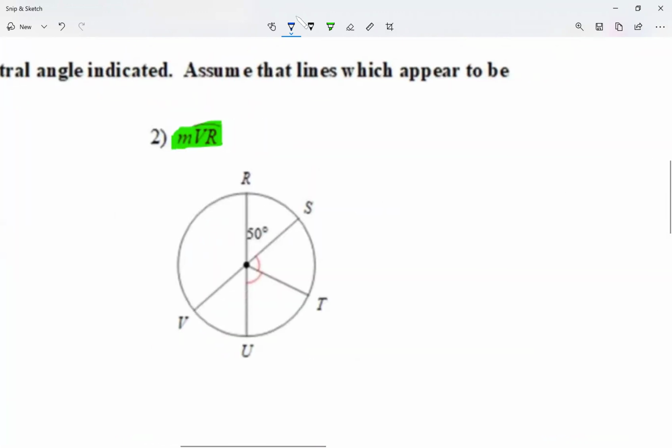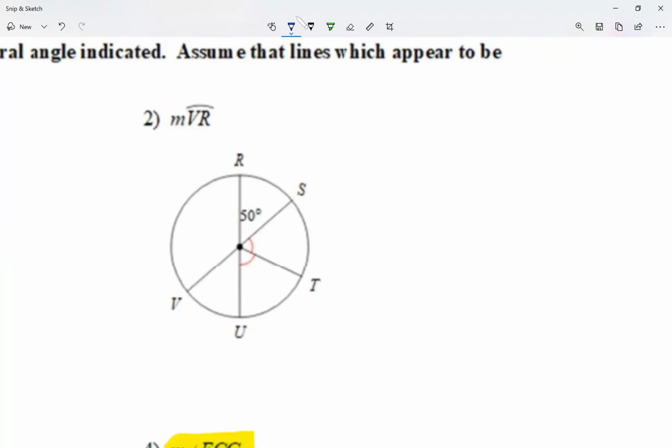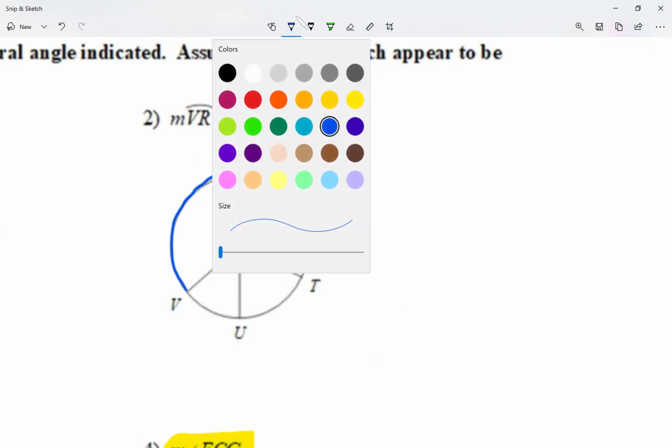Okay, let's take a look at question number 2. I'm asking for the measurement of arc VR. So from V, go to R, the shortest way possible. So I'm looking for this arc. Okay. It would be nice if I knew this angle because they're the same length. If I knew the angle, then I would know the arc. I see a number 50 there, and I'm like, we should be able to use that.